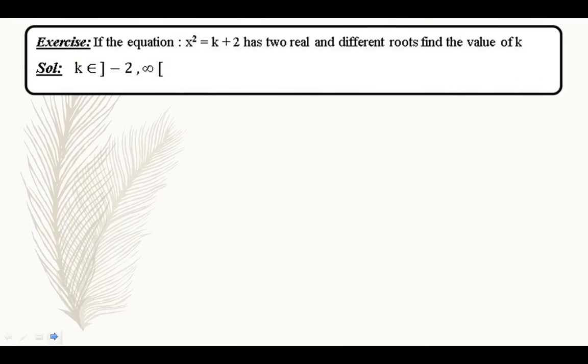Here, exercise, you can do it by yourself. If the equation x power of 2 equals k plus 2 has two real and different roots, what do we mean by it has two real and different roots? This is to say that the discriminant is positive, which means the discriminant is bigger than 0. Solve it by yourself and you will find that k must belong to negative 2 open to infinity.